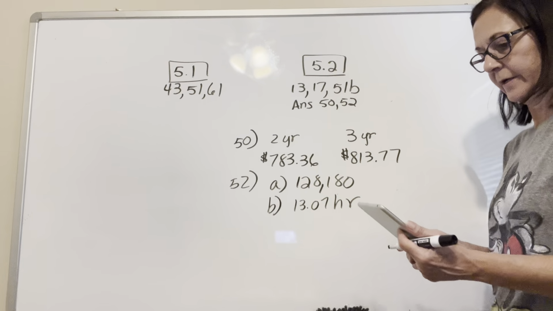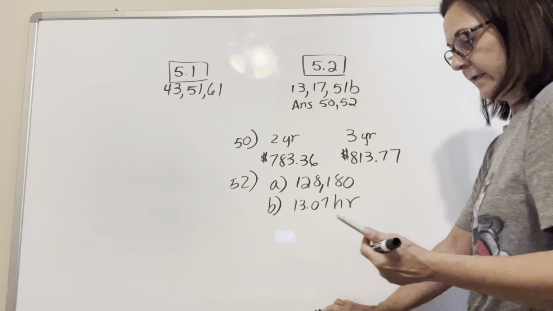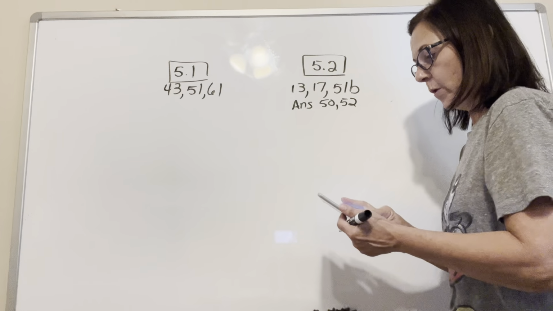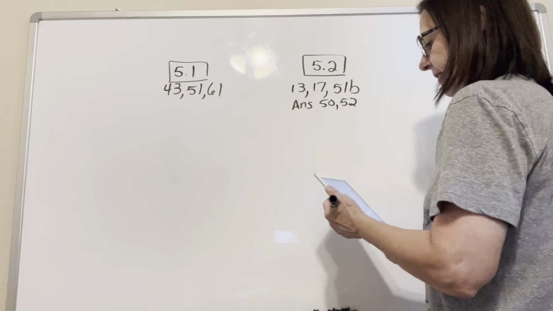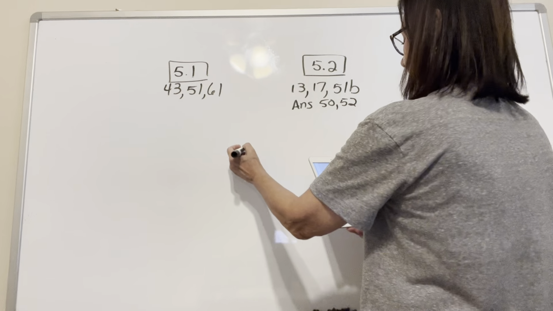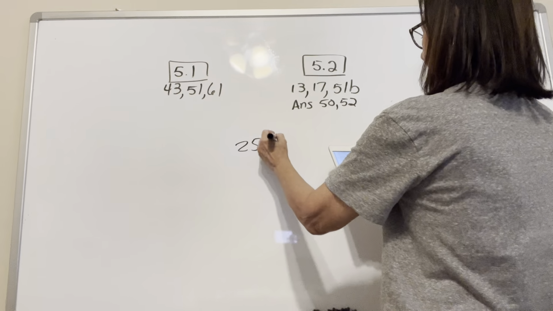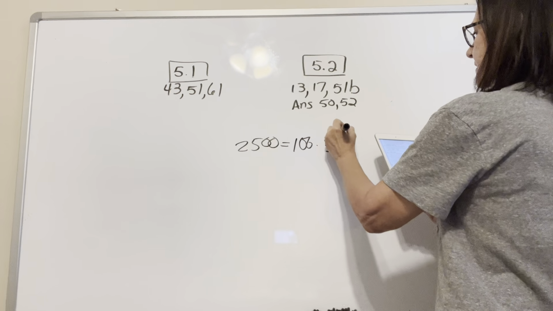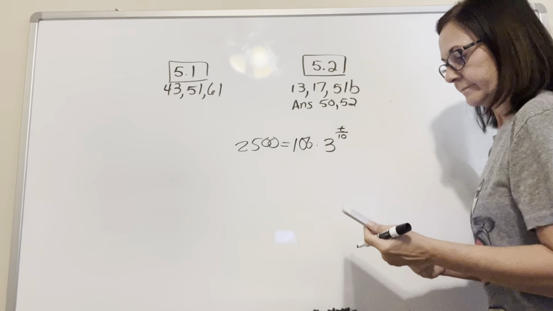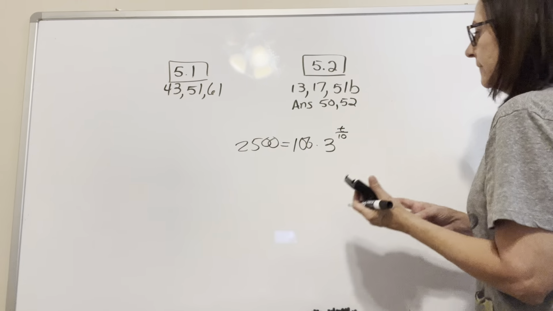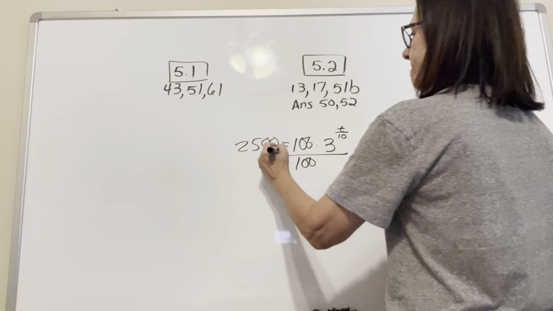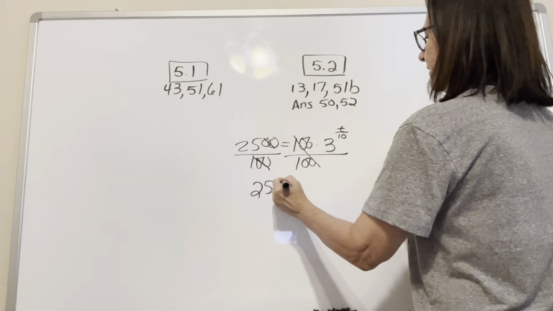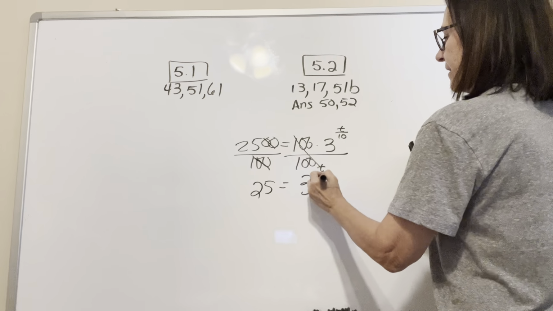All right, let's do 51B. So we have this function given, and it says, when will the population reach 2,500? So it's asking for time. So it'll be 2,500 equals 100 times 3 raised to the t divided by 10. So you're going to divide both sides by 100. So you're left with 25 equals 3 to the t divided by 10.